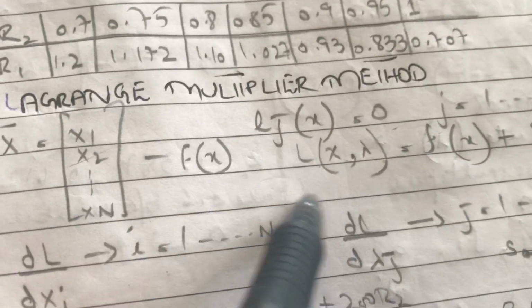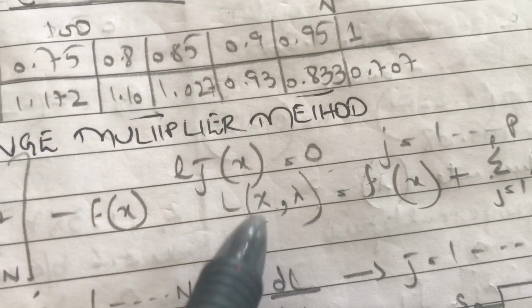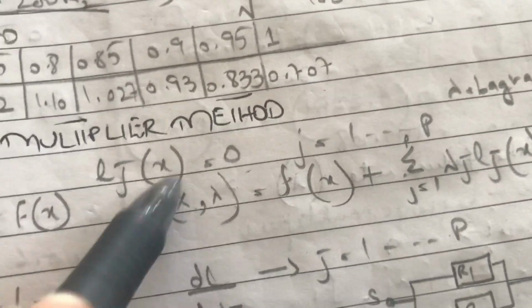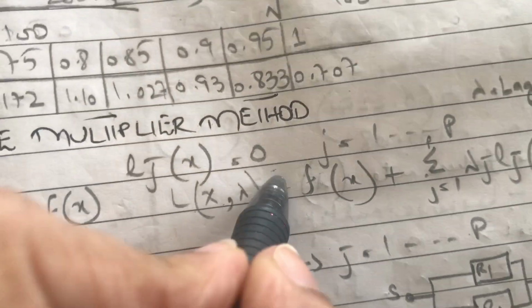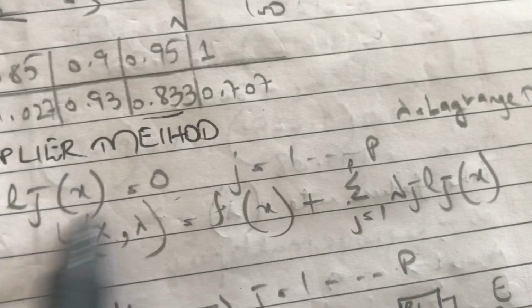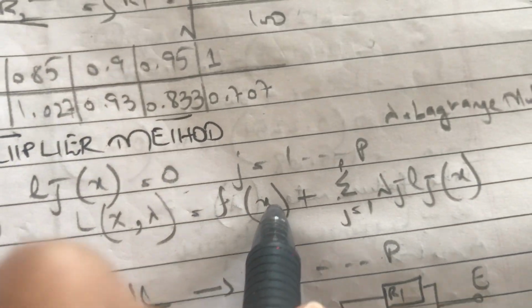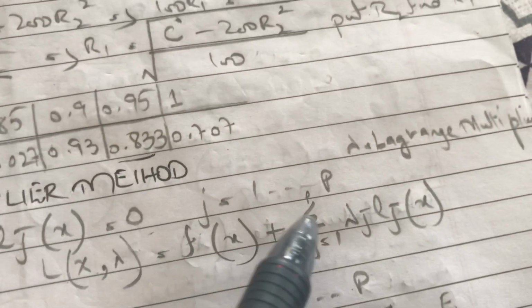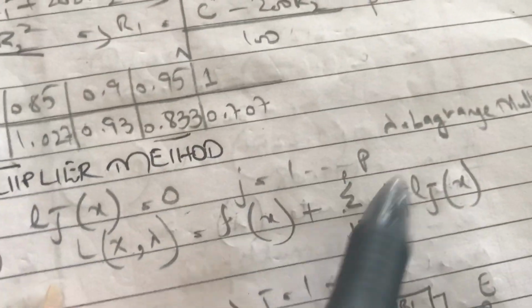Okay, and we have to find this function in the form of the random variable x and lambda. Lambda is the Lagrange multiplier. We have to find this joint function L of x and lambda. So what would be the formula to find L of x and lambda? We have f of x, which has x from x1 to xn, and then the other thing, the lambda, the Lagrange multiplier.